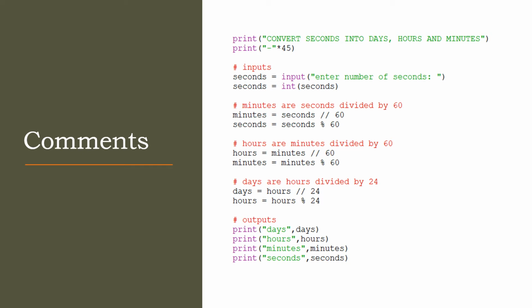For instance, the second block of code where the user inputs seconds and it's converted to integer, I've put the label, these are the inputs. And then the second block below that, minutes are calculated as seconds divided by 60. And you'll notice that I've taken the remainder, that's what the percent sign is, the remainder of that calculation, and saved that as spare seconds, and so on through the program.